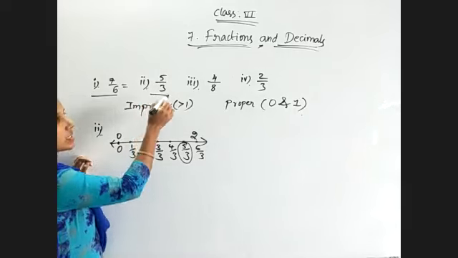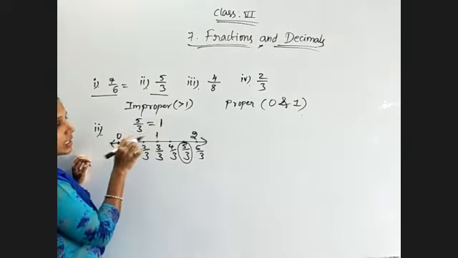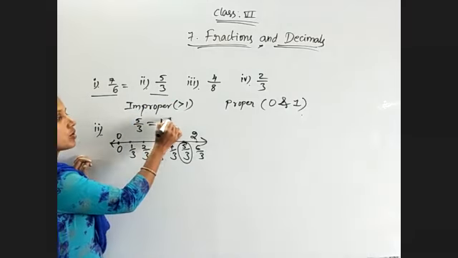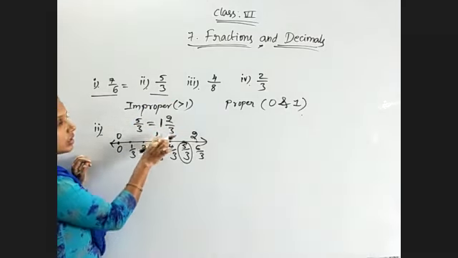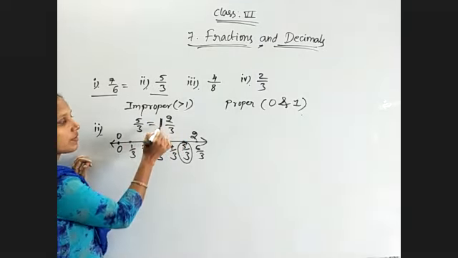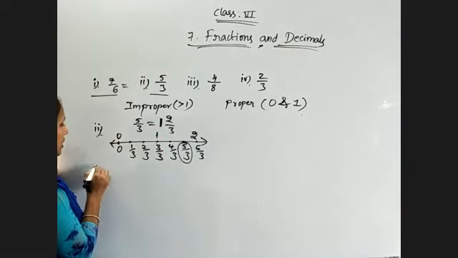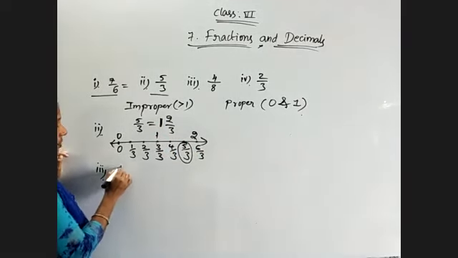Converting to a mixed fraction, what will you get? 5/3 is equal to 3 ones are 3 and still 2 is left, so 1 and 2/3. 3 ones are 3, 3 plus 2, 5/3. It means it is lying between 1 and 2. That's all.